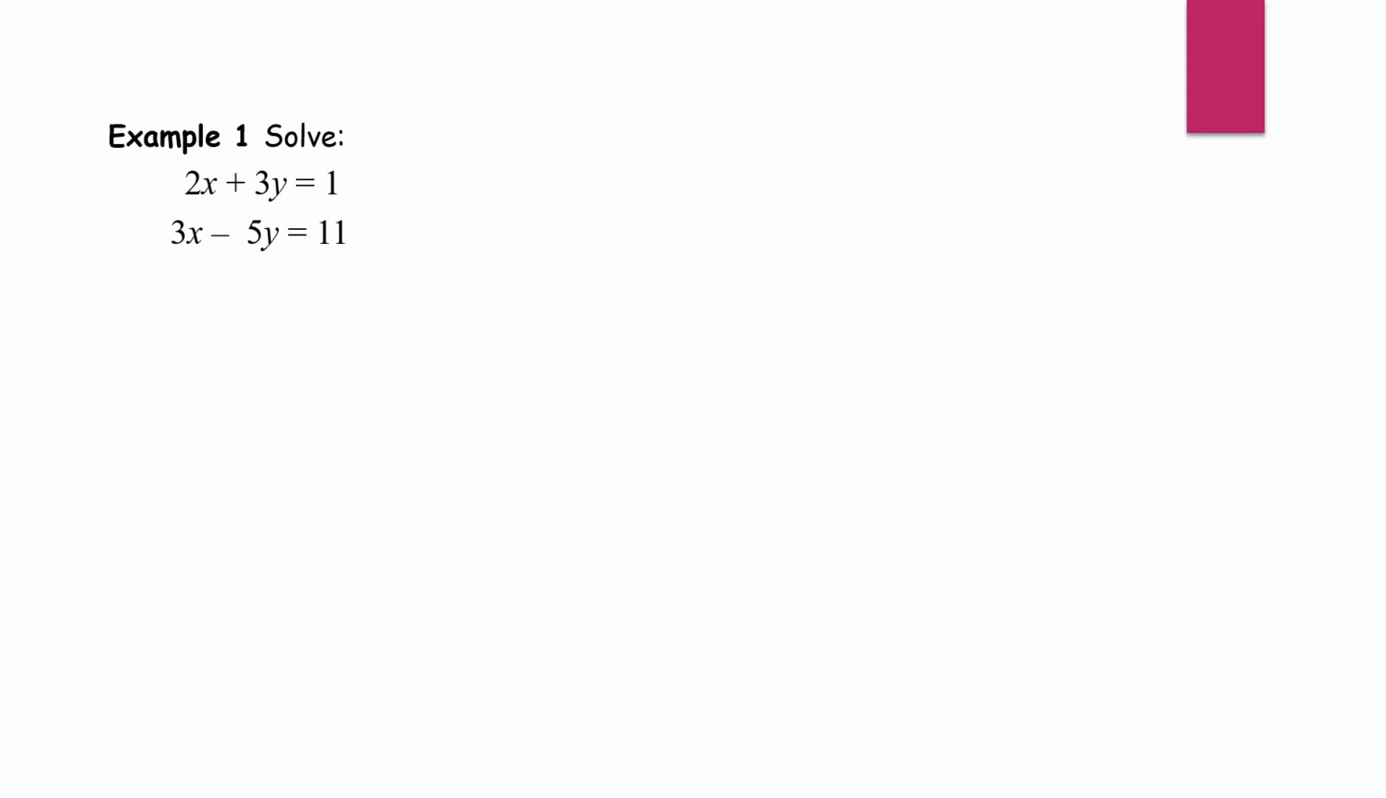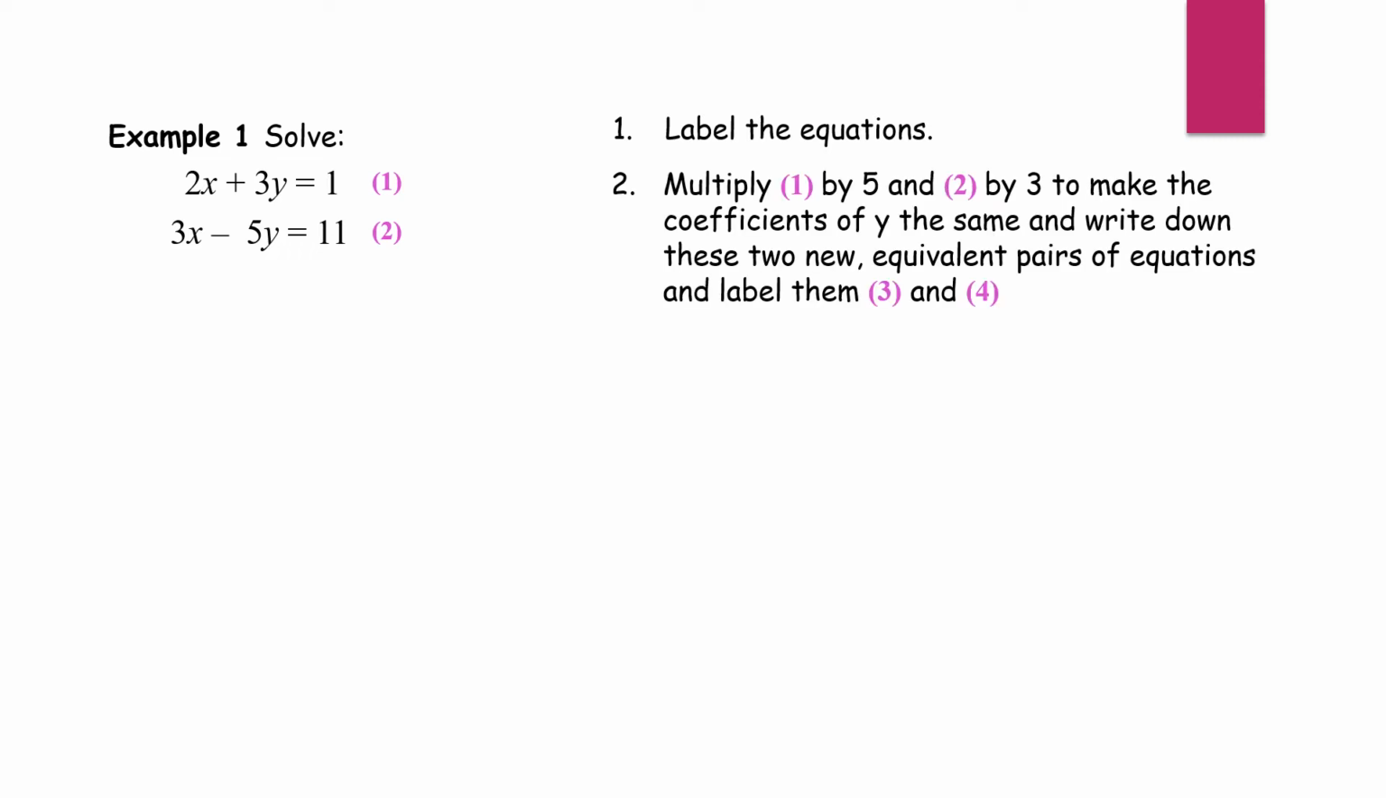So our first example, we're going to solve 2x plus 3y equals 1 and 3x minus 5y equals 11 to find the values of x and y to give us our unique solution. The first thing we're going to do is label the equations as equation 1 and equation 2. Now we need to make the coefficients of our y terms or our x terms the same. So I'm going to make sure that our y coefficients are the same.